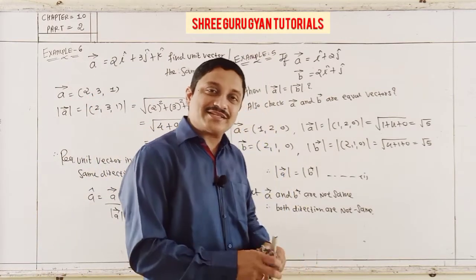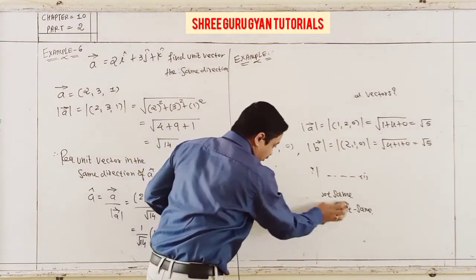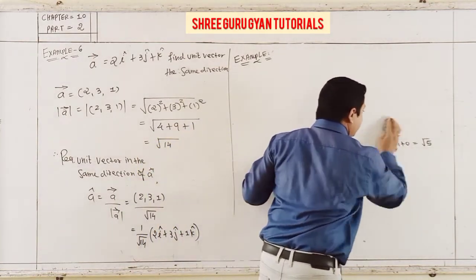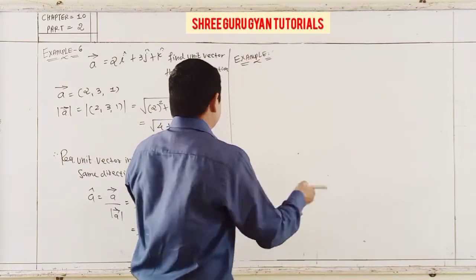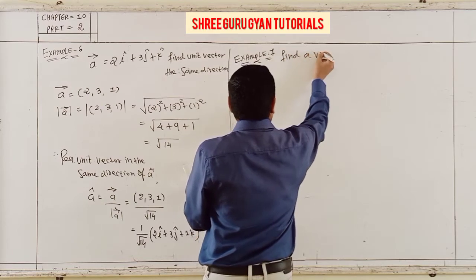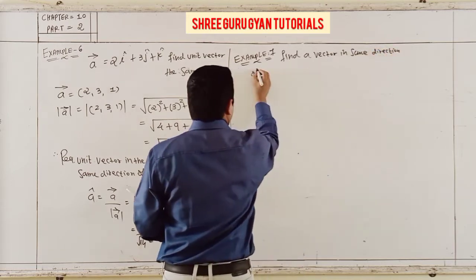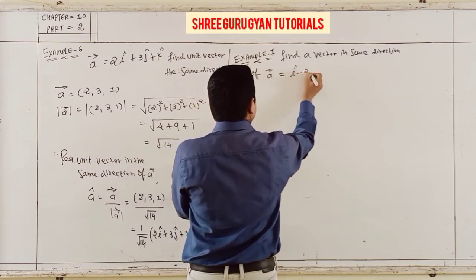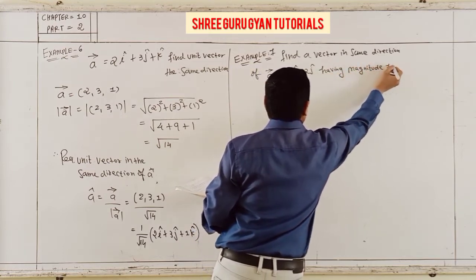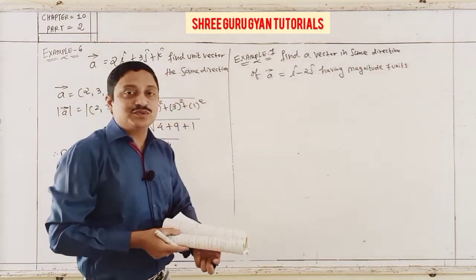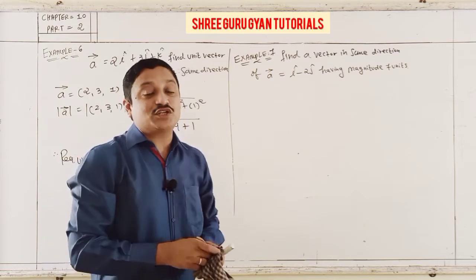Now, students, continue, same question but with some magnitude given. Example 7. Find the vector in the same direction of the given vector having magnitude 7 units. Find a vector in the same direction of a, already given as i minus 2j, having magnitude 7 units. It means I will first find the unit vector, and after that I multiply it by 7 and get 7 times the unit vector.